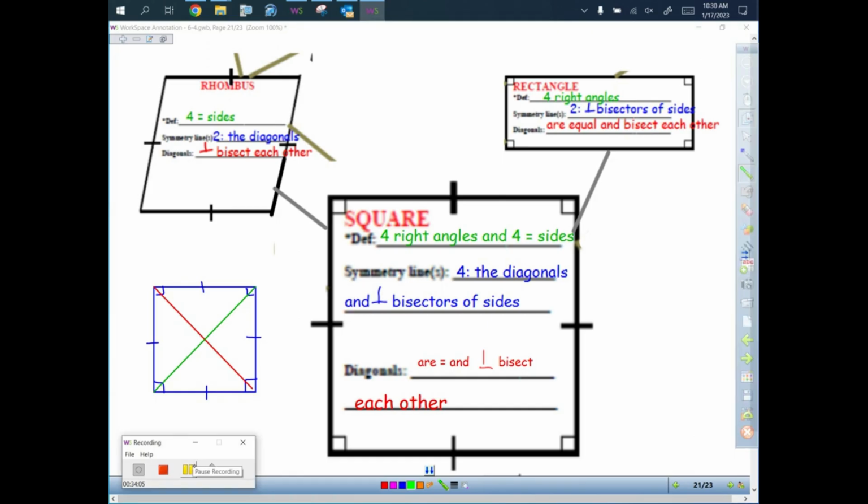For the last time, I'm going to ask you those same 3 questions. Here's my square with a red diagonal and a green diagonal. Question 1, do they intersect at a 90? Yes or no? Yep, right there. Question 2, does the green one cut the red one into 2 equal pieces, and does the red one cut the green one into 2 equal pieces? Yes, they bisect each other. Is the red one and the green one the same length? Yes. This is the only one that you can say yes to all 3 of those questions.